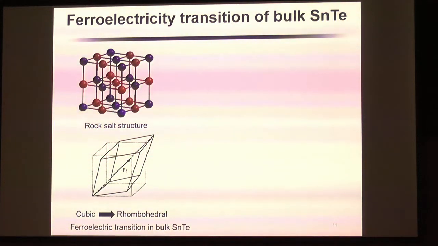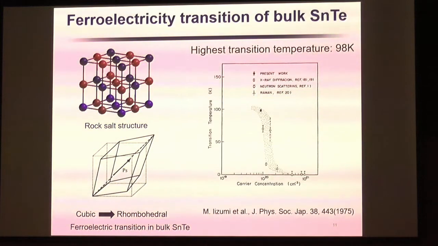These materials have the rock salt structure. At low temperature, it has a transition from the cubic to the rhombohedral structure, so the polarization is along the 1-1-1 direction. Historically, the highest transition temperature you can get is only 100 Kelvin. This material has a serious problem of tin vacancies, and the best sample you can get has a transition temperature around 100 Kelvin. In our experiment, we have pushed this limit up to room temperature in very thin films.